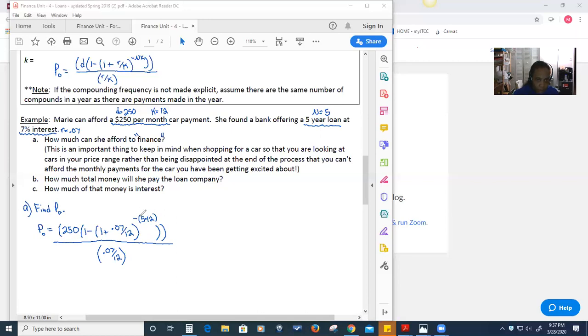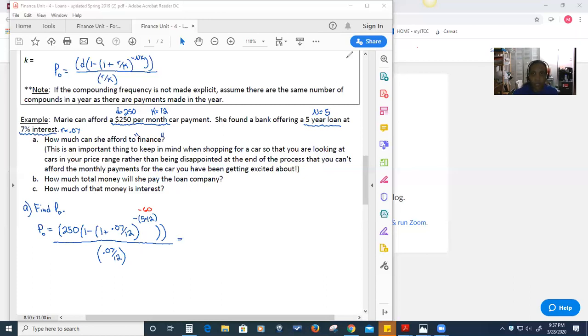So let's just take a minute and figure out this exponent first. 5 times 12 is 60, so this will be negative 60. And that way we don't have to worry about any extra parentheses there. Just do that calculation real quick first.